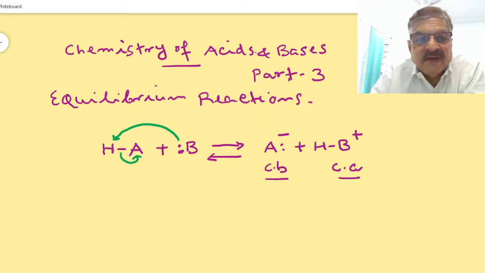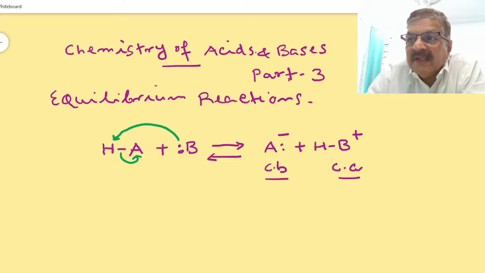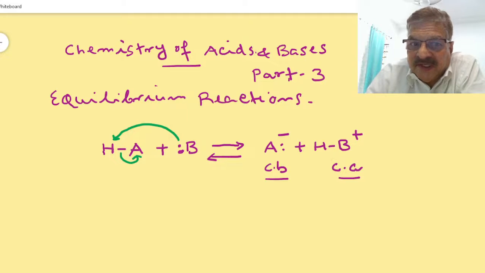Hello friends, we will discuss the equilibrium reactions in acid-base chemistry. As you know, the Bronsted-Lowry theory of acids and bases describes acidity in terms of protons, that is, positively charged hydrogen ions. A Bronsted acid is a proton donor, and a Bronsted base is a proton acceptor.